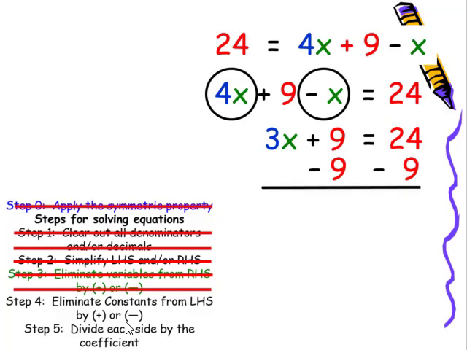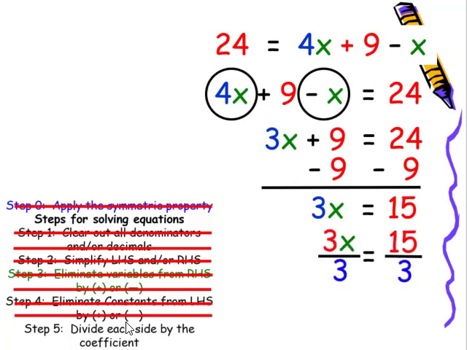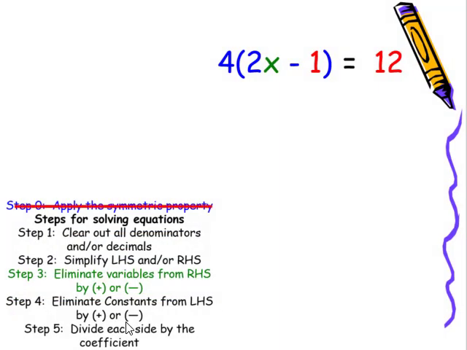This will give us 3x is equal to 15. Now we just have to divide both sides by our coefficient. The 3's will cancel. X is equal to 5. Our next example. We don't have to use the symmetric property since the variable is on the left-hand side.